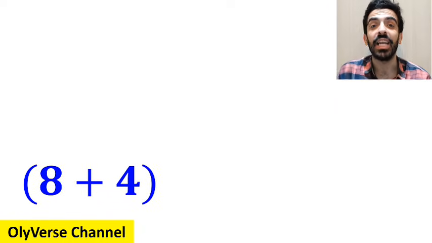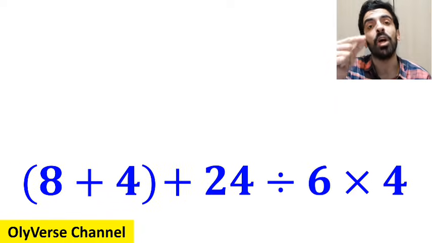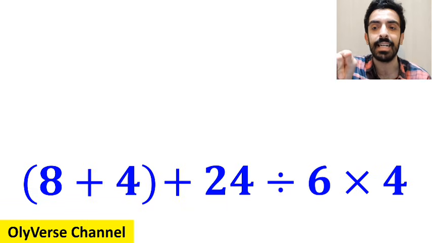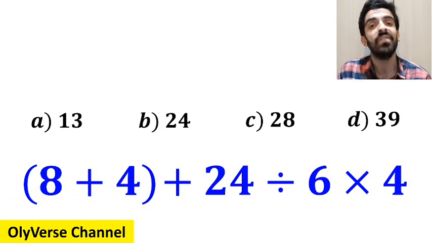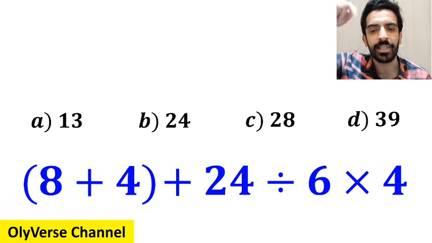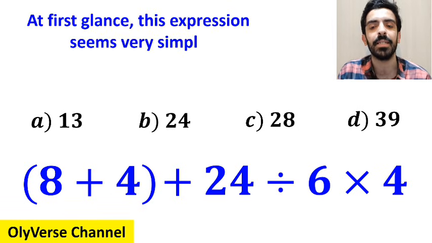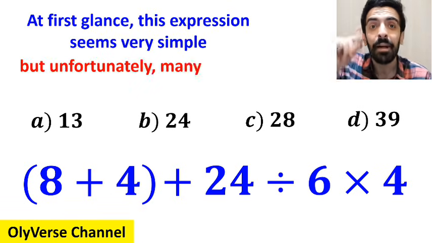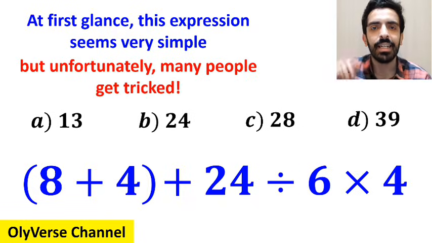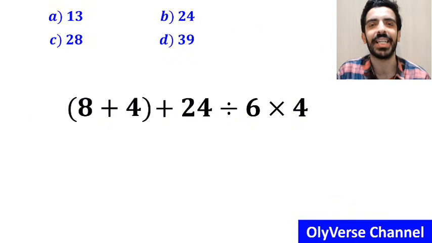What is the value of the expression 8 plus 4 inside the parentheses, then plus 24 divided by 6 and multiplied by 4? Which option do you think is the correct answer to this question? At first glance, this expression seems very simple, but unfortunately, many people get tricked. Let's take a closer look and solve it together.